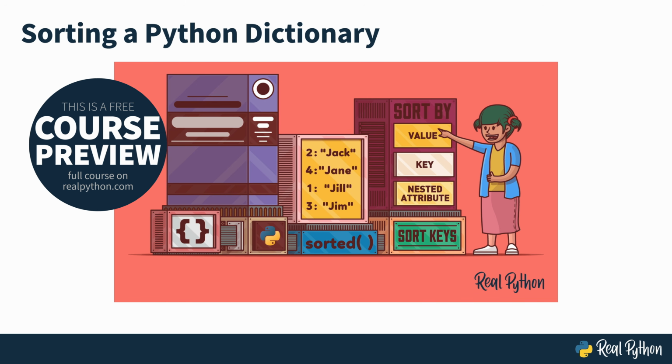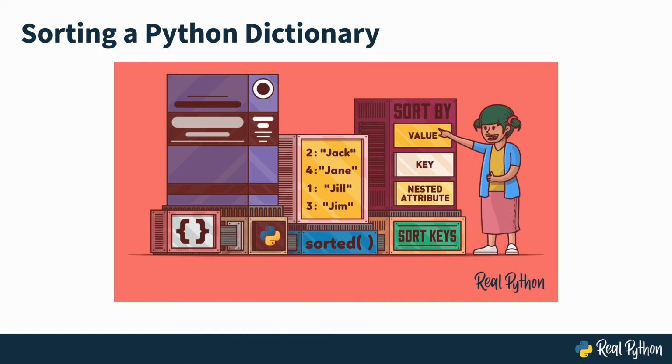Python's dictionary is one of the main data types which you learn about early on in your Python journey. But if you've ever tried sorting a Python dictionary, you'd have realized that it's not as straightforward as when you're dealing with other data types, such as sequences like lists or tuples.